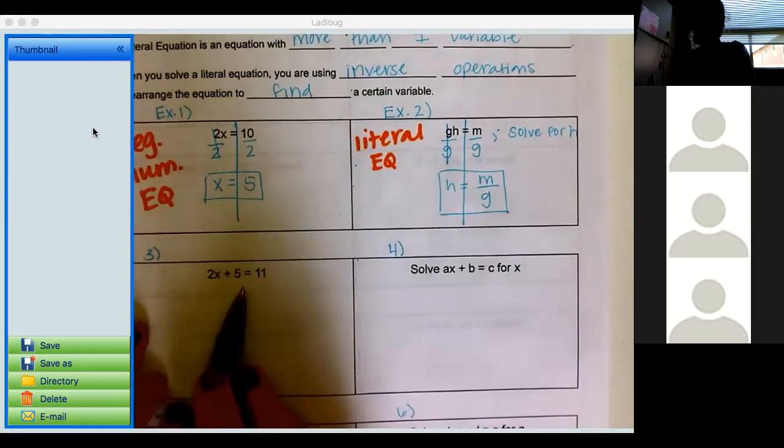Let's talk about number 3. Is this a literal equation? Come on. Is number 3 a literal equation? No. So are y'all okay if we skip that one? I feel like y'all need more practice with the literals. Yes? All right, let's look at 4.